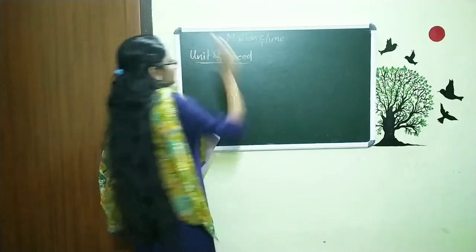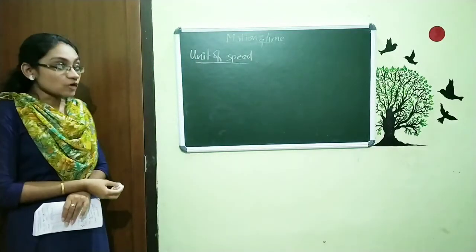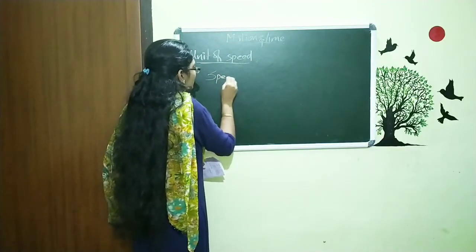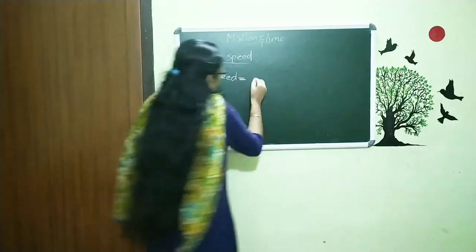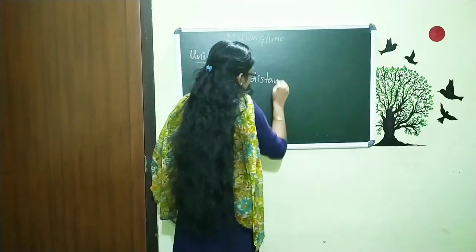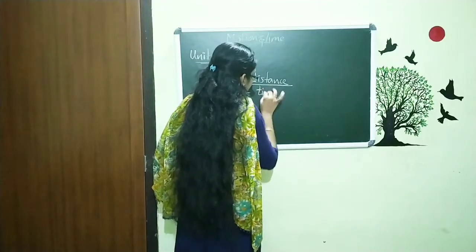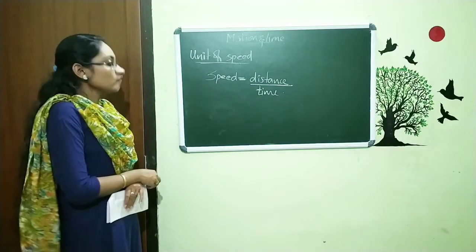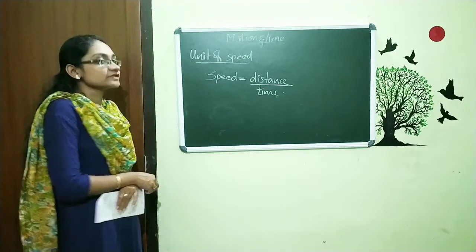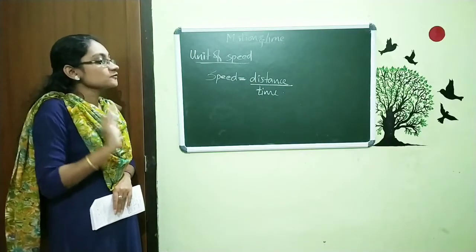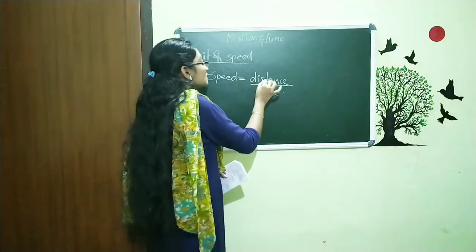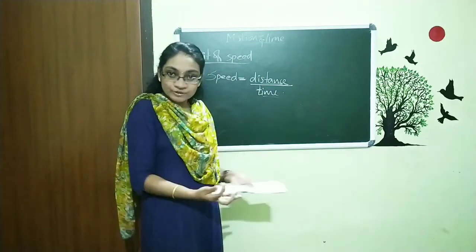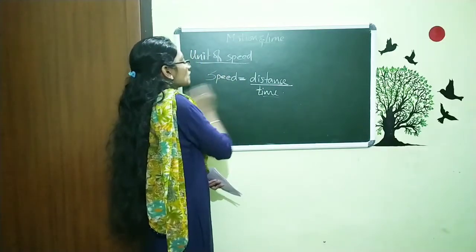Unit of speed. What is the equation of speed? We already discussed that. The equation of speed is speed equals distance by time. Now we are going to find the unit for this speed. We analyze the unit for distance and the unit for time and put them together to find the unit of speed.